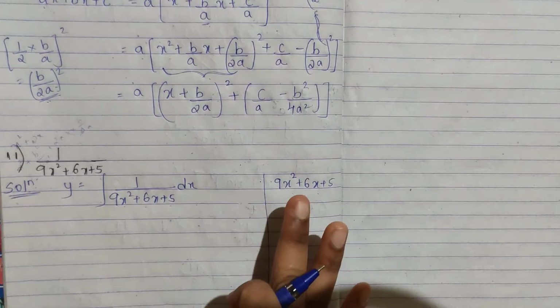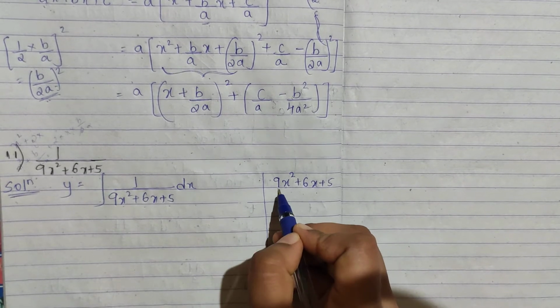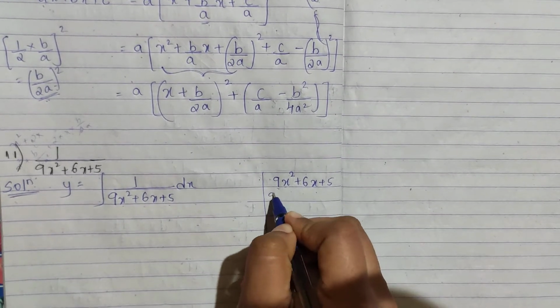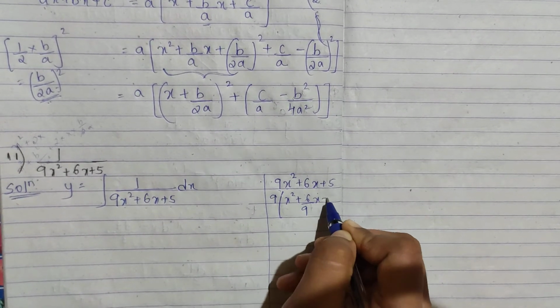First try to simplify this. I have said your x square coefficient should be 1, but here it is 9. So what will you take common? I will take 9 common, so I will be left with x square plus 6 by 9 x plus 5 by 9.